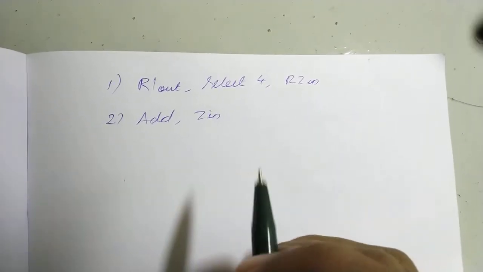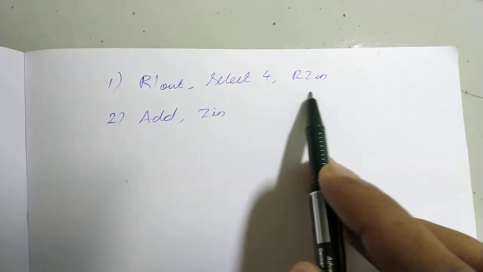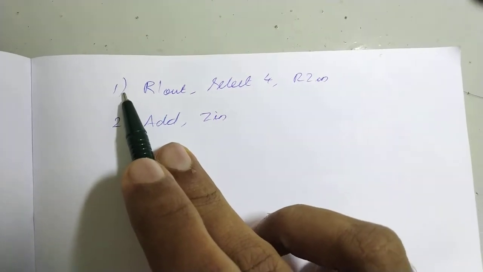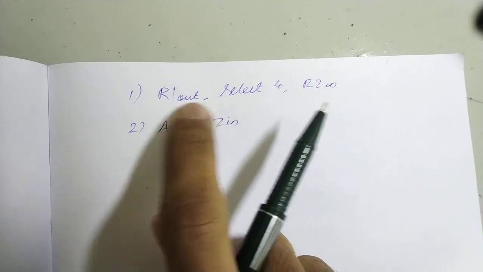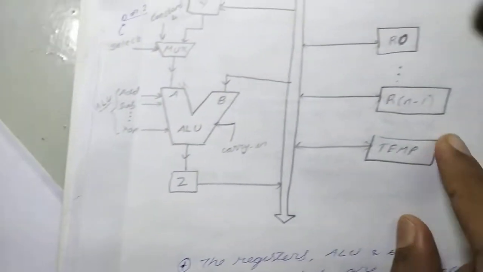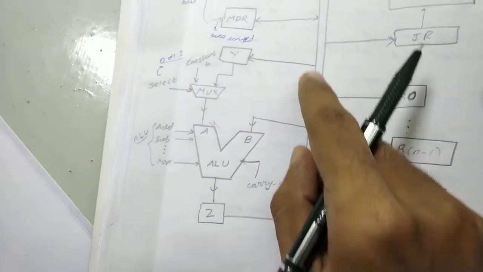In this video, we'll analyze this set of control signals. This is the first clock cycle and this is the second clock cycle. So in the first clock cycle, the first control signal is R1 out. So whatever is there in R1, it will be there now present in the internal processor bus.